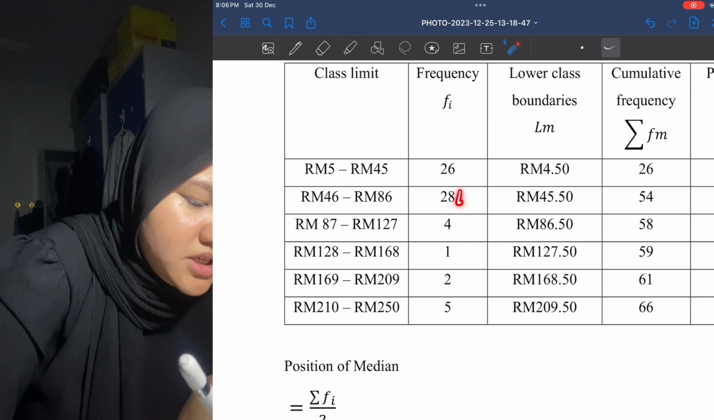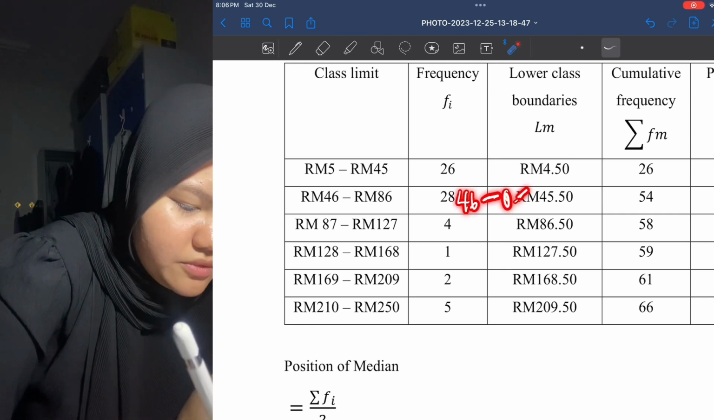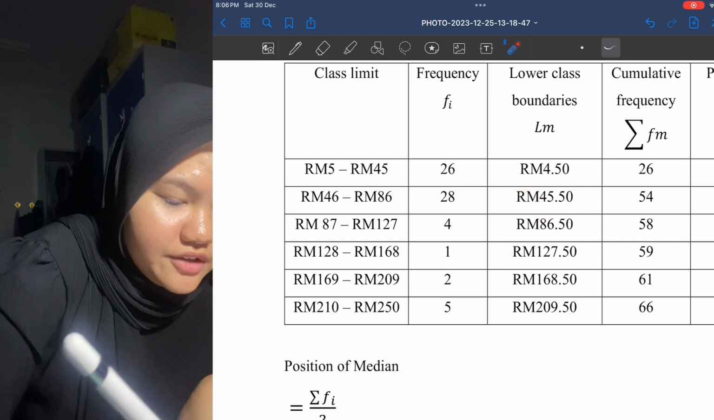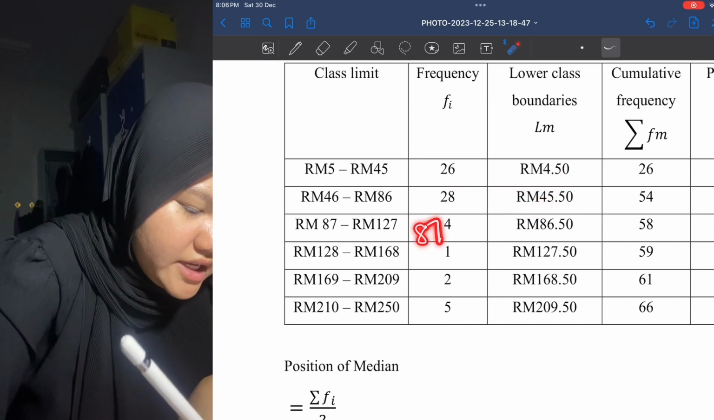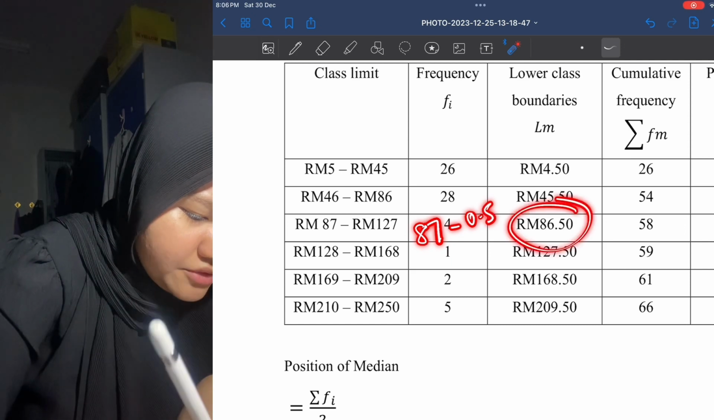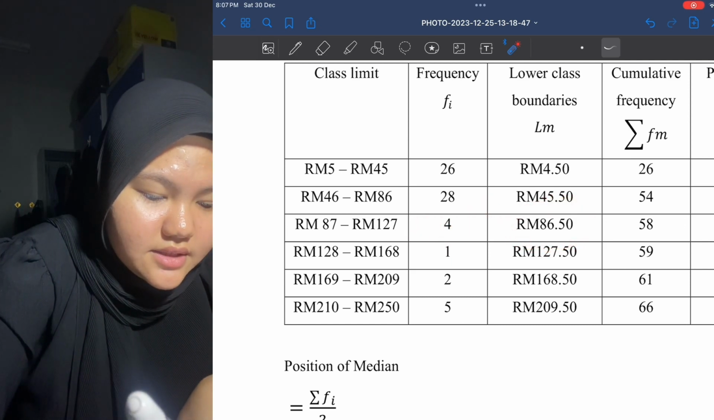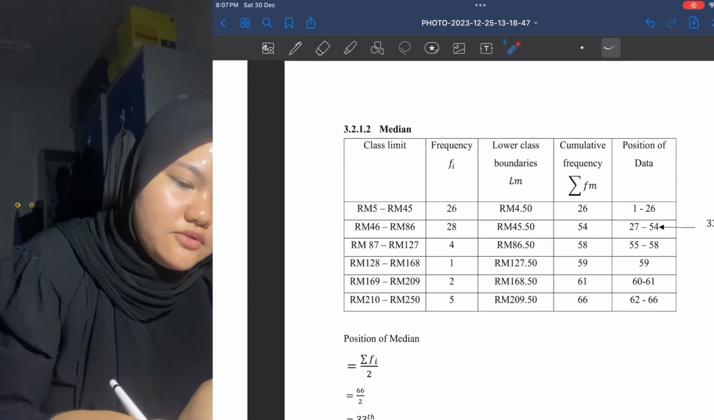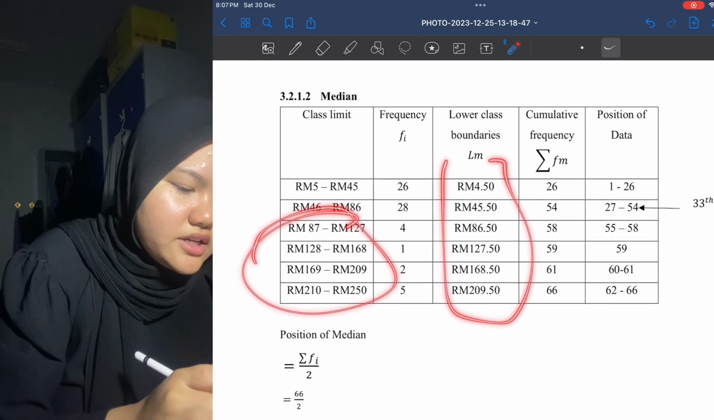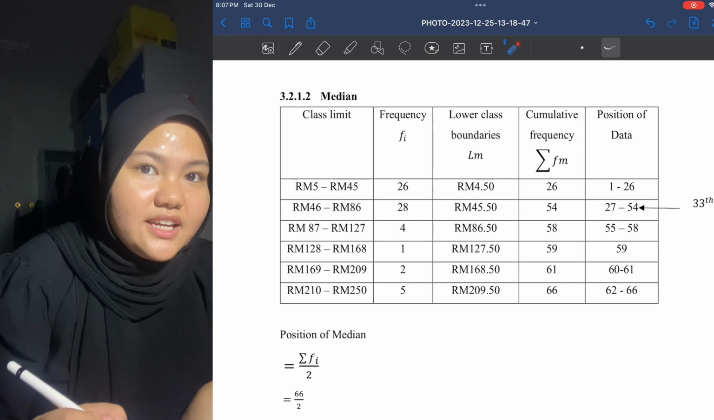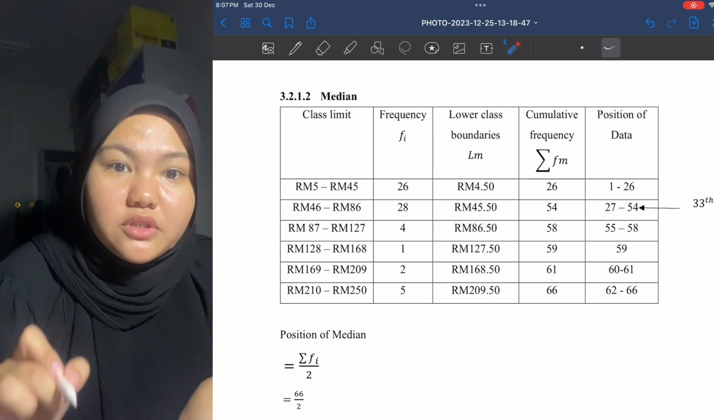The rest is basically the same: 46 minus 0.5, and you will get 45.50. 87 minus 0.5, and you will get 86.50, and you will repeat the same for the other class limits. Okay, and how do we find the cumulative frequency?